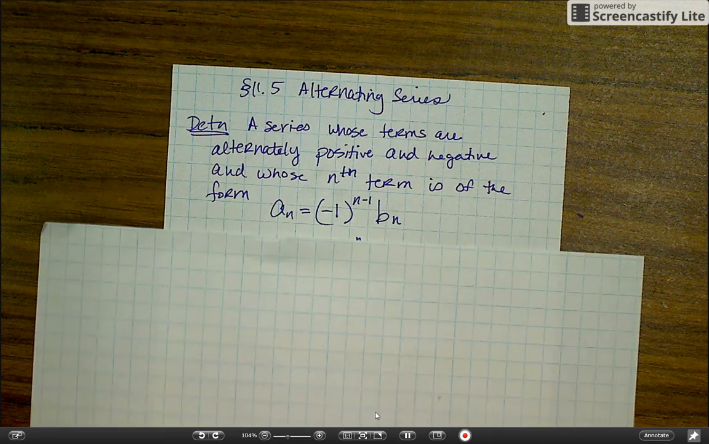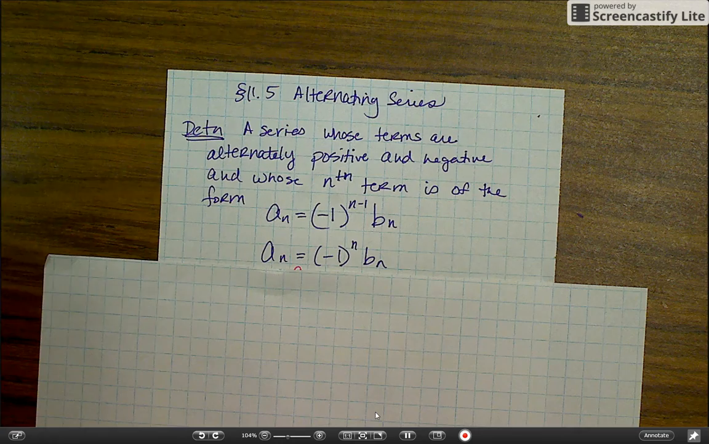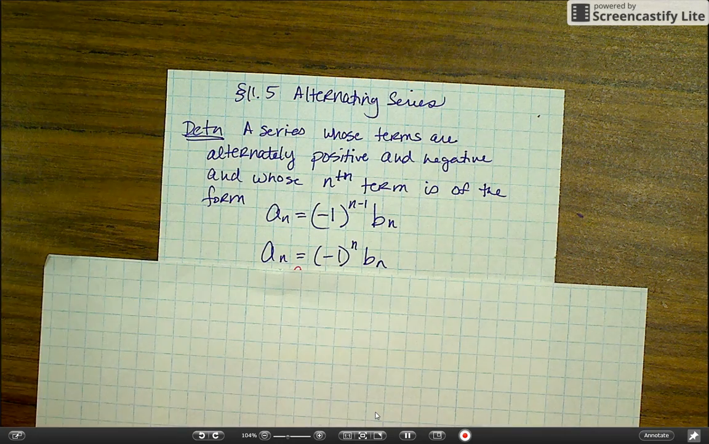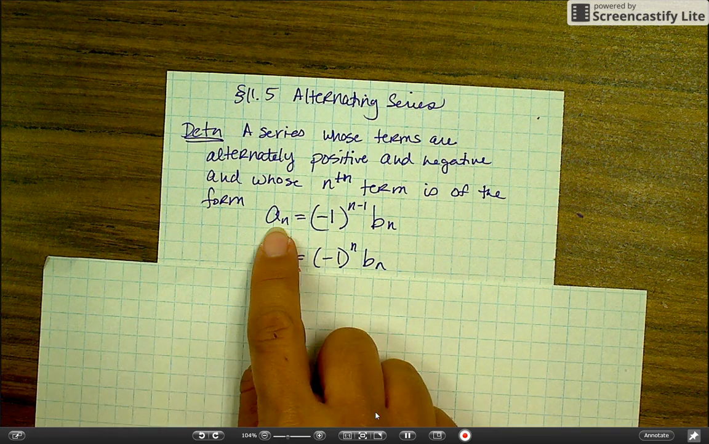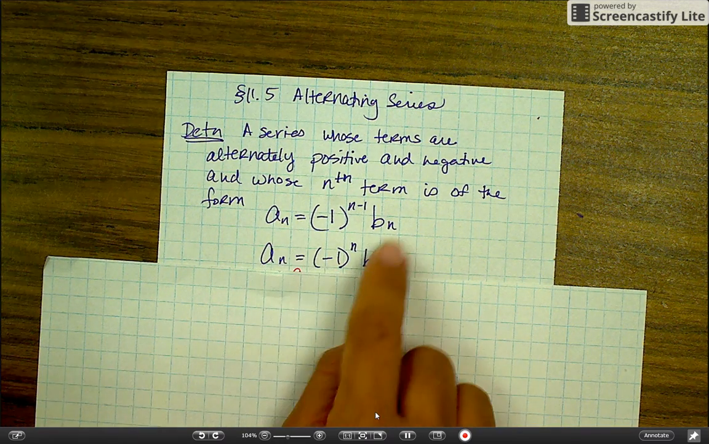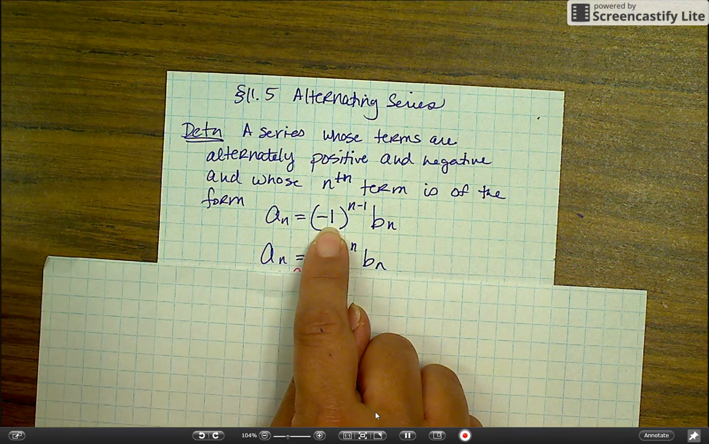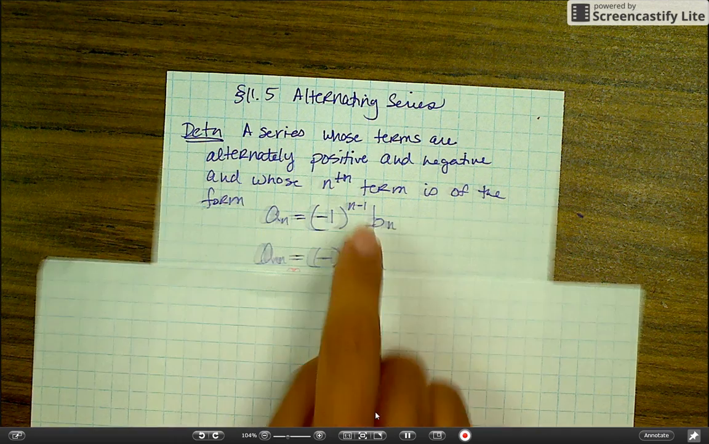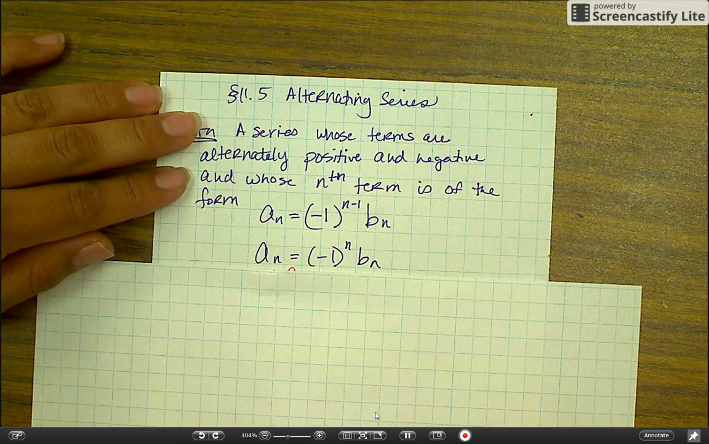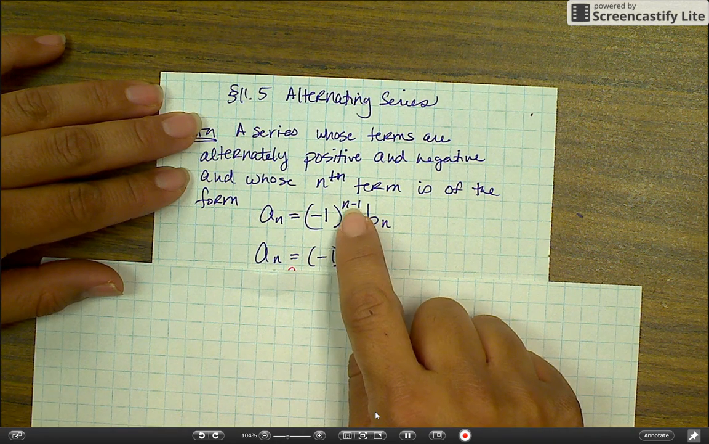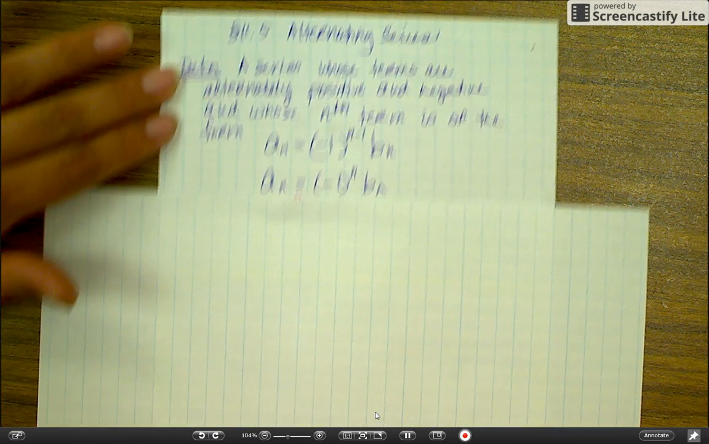And this is the definition of an alternating series: one whose terms are alternately positive and negative, and whose nth term is of the form a_n = (-1)^n times b_n, where a_n is your sequence, and you're basically taking this sequence b_n and multiplying it by -1 to some power, which will allow it to alternate. All right, and so this (-1) to the n minus 1 or to just the n will determine if you start off with a positive or a negative.